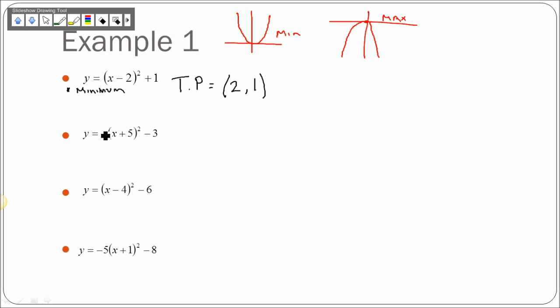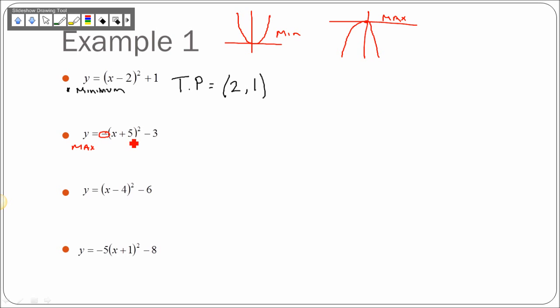First things first, we notice that there is a negative number out the front. Now remember, a negative means that it's going to flip the graph over, meaning it's going to look like this, and it's going to be a maximum instead of a minimum. Now, apart from that, let's see how our graph is going to be affected.